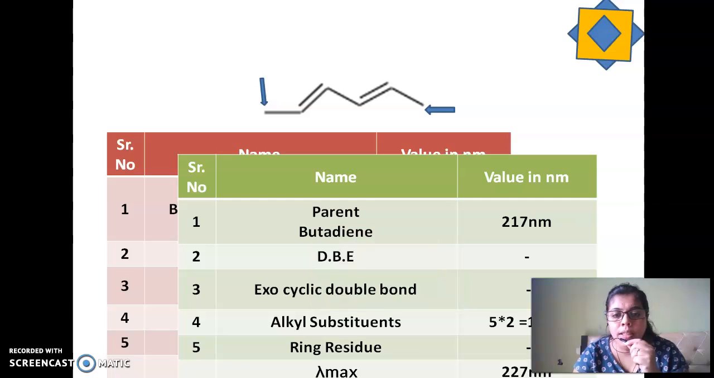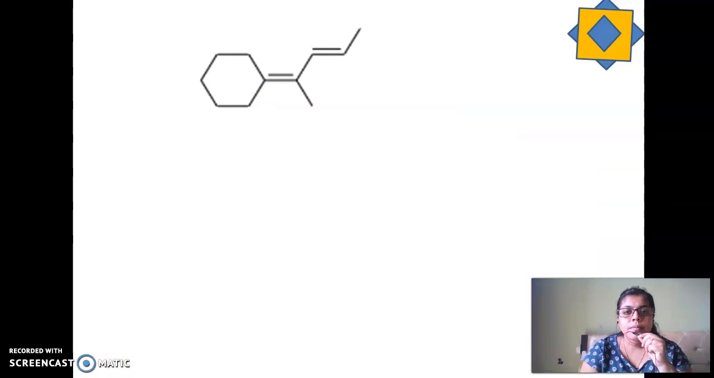So what would be the answer to this? Yes, answer to this is 217 nanometer for butadiene as a parent and 5 nanometer each for alkyl substituent, that is 10, coming to 227. I hope you have understood it. This is a simple sum. Can we go ahead? Again, one more sum is displayed.